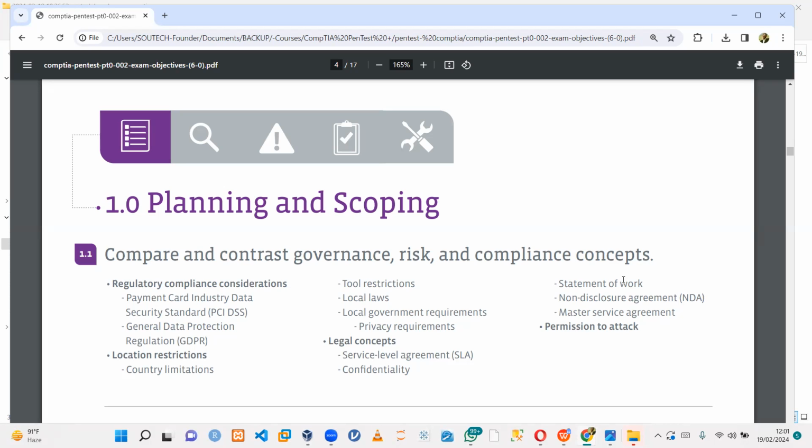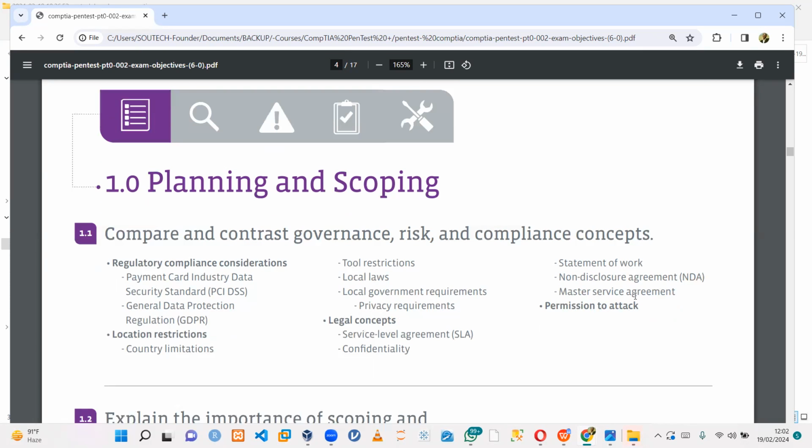At times we call it a scope document. So you need to understand in clear terms what you are going to be doing. Then a non-disclosure agreement and a master service agreement. And of course, you need to have permission to attack. So it's like a passport. It's like a go-ahead. So you don't just start penetrating. You don't just start running vulnerability assessment. There must be permission.